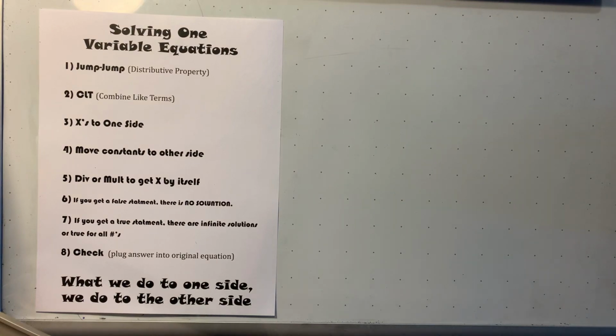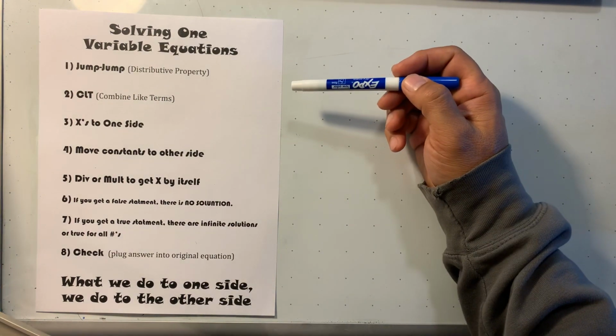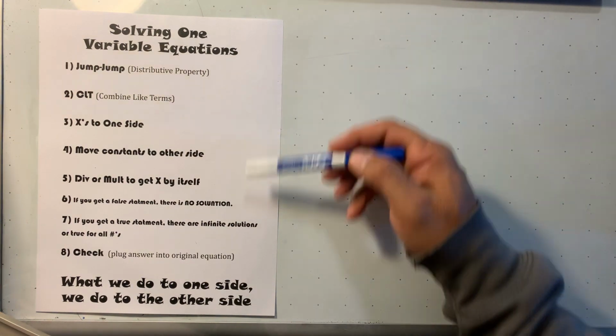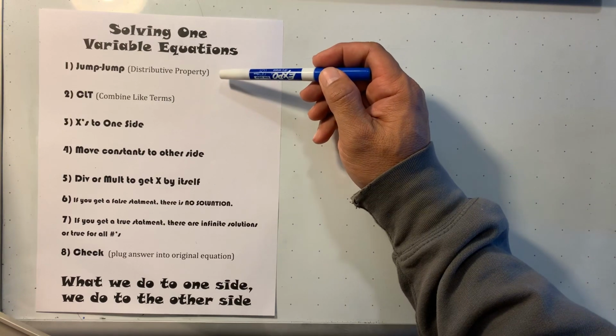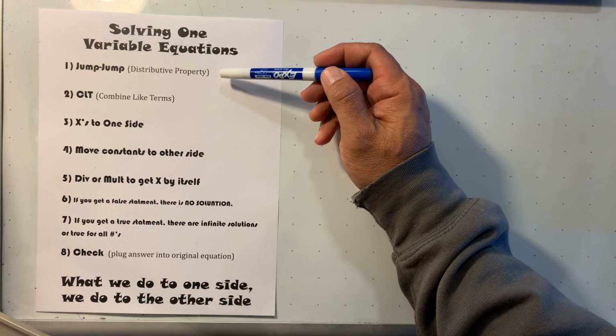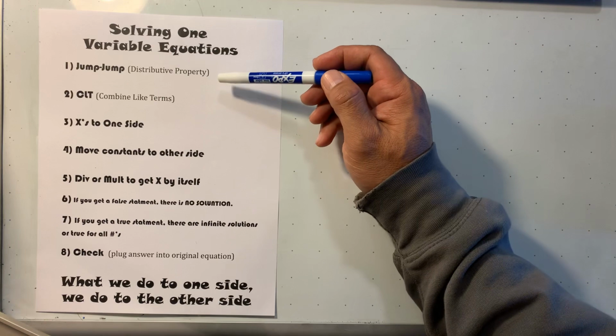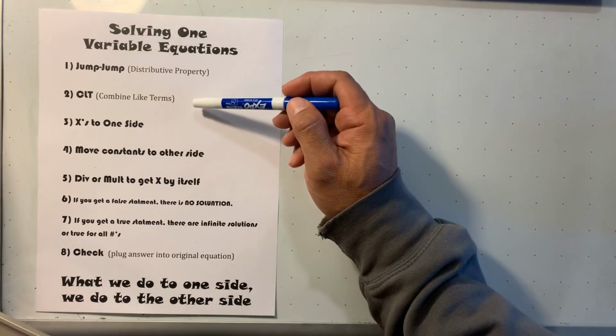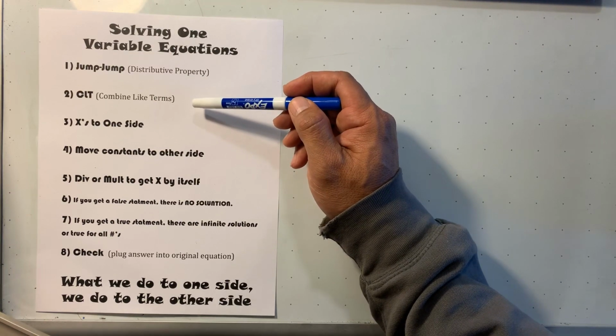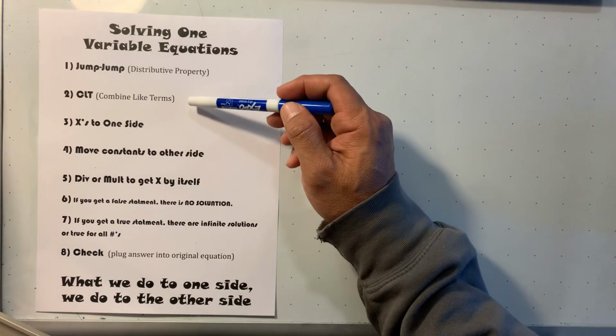Okay, today we are going to be diving into tips on solving one variable equations. I've come up with a list of things you can kind of go through and check to make sure you're doing. First one is the jump, which is the distributive property. If you have the distributive property, you can do that first. Next is to combine like terms on either side of the equal sign completely.